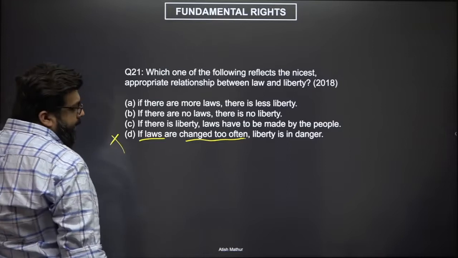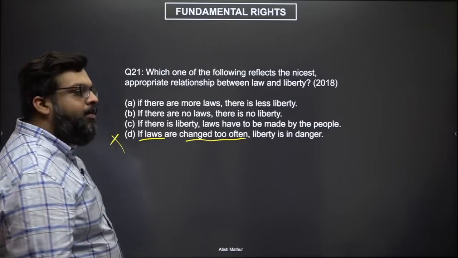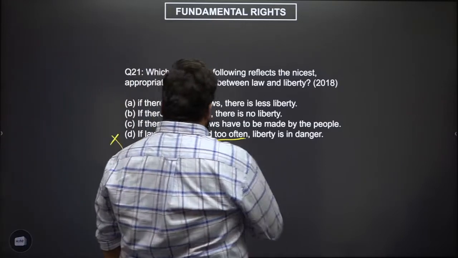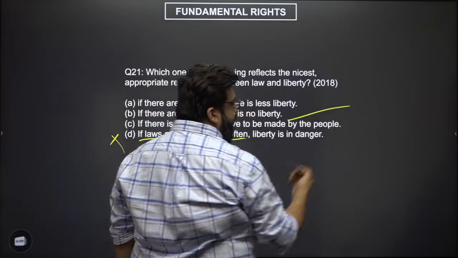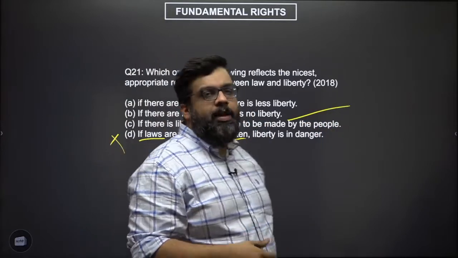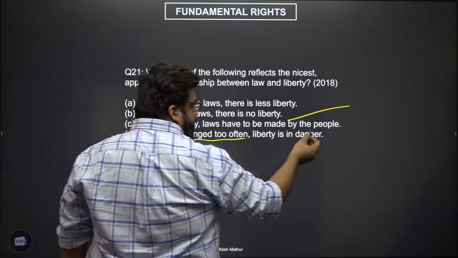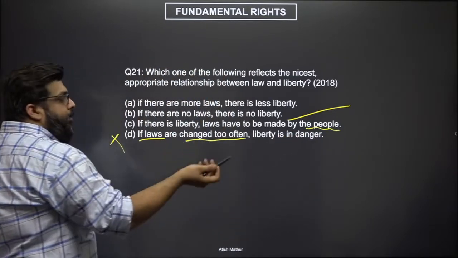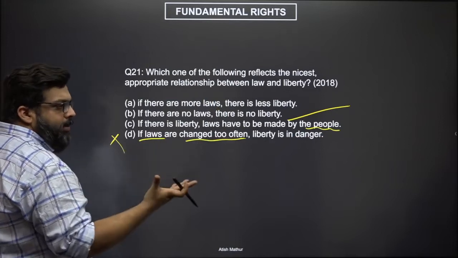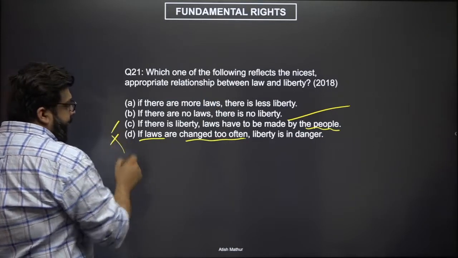If there is liberty, laws have to be made by the people. Not necessarily. If there is liberty, law could also be given to you by a dictatorial regime, by a monarchical setup, or even by the government. People don't have to necessarily make the laws for there to be liberty. As long as there are laws, there should be some form of liberty.